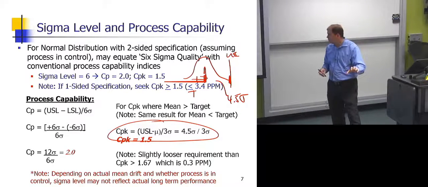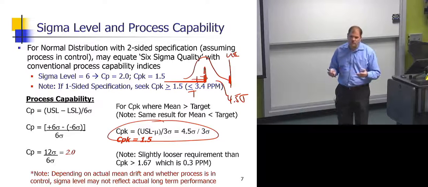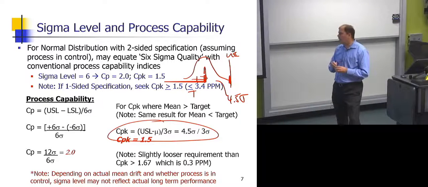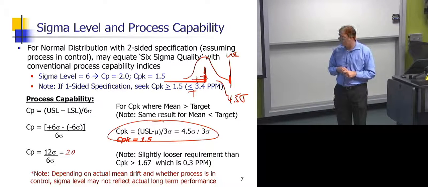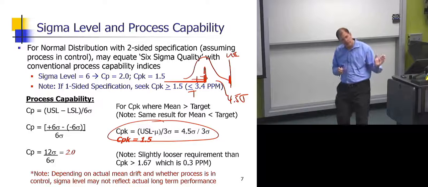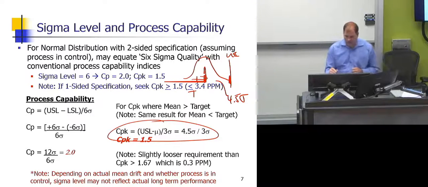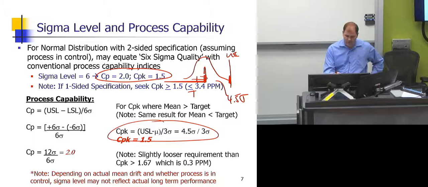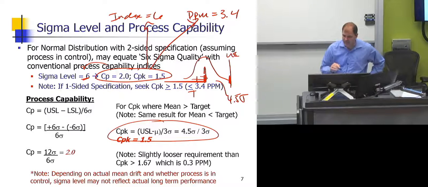A CPK of 1.5 equates to the 3.4 per million. A CPK of 1.5 is 3.4 per million. A CP of 2, right? And if I took that CP of 2, and then I let the mean drift to a 1.5, I'll be at 3.4. I'm going to say this again. If I told you that you have a CP of 2 and a CPK of 1.5, your sigma level index score is equal to 6, and your parts per million is equal to the 3.4. Kind of follow me on that a little bit?